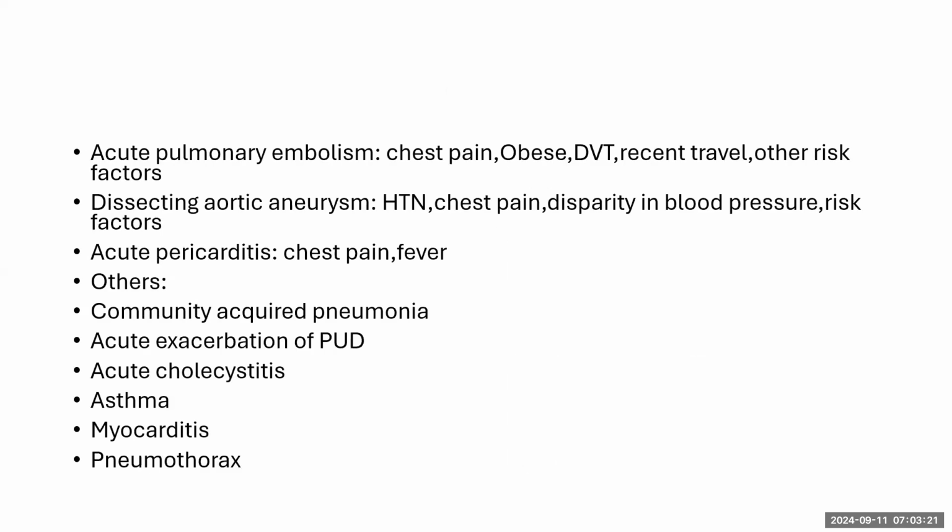Other differentials would be acute pulmonary embolism, because of the chest pain, obesity, history of DVT, and recent travel, though it wasn't stated if it was a long distance travel, but it's still a stressful event, as well as other risk factors. Then dissecting aortic aneurysm, because of hypertension, chest pain, disparity in blood pressures, and other risk factors. Other differentials are acute pericarditis as a result of the presenting complaints of fever and chest pain, and community-acquired pneumonia. These are all others, but the first 4 I would go with are acute myocardial infarction, acute pulmonary embolism, dissecting aortic aneurysm, and acute pericarditis.